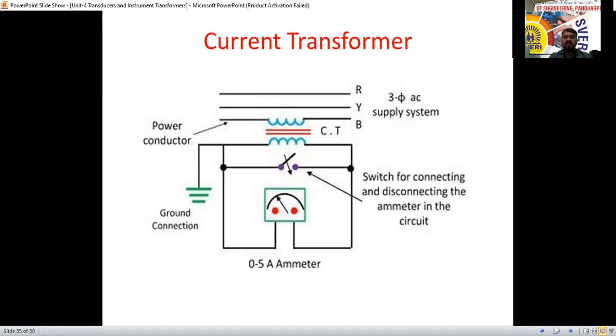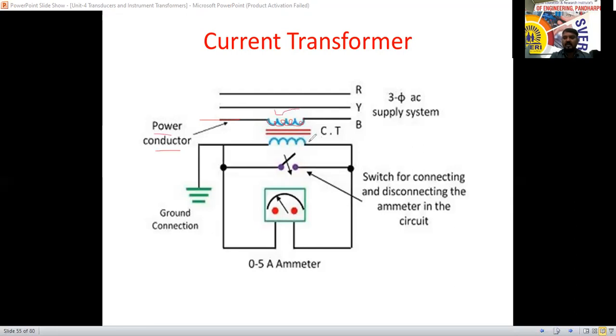Just see here, in a three-phase line, R, Y, B, three lines are there. The primary is itself the power conductor. The primary winding of the current transformer is connected in series with the power conductor directly. So this is what we call the primary winding.